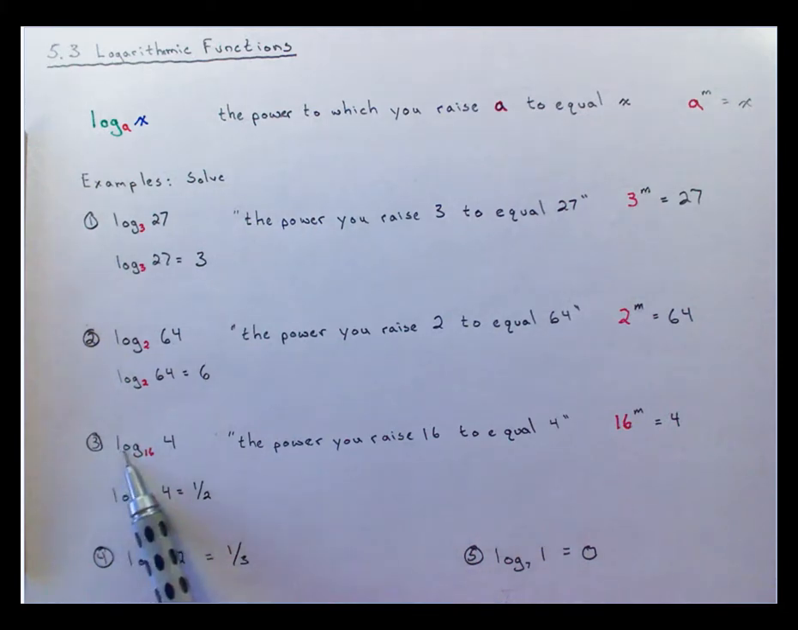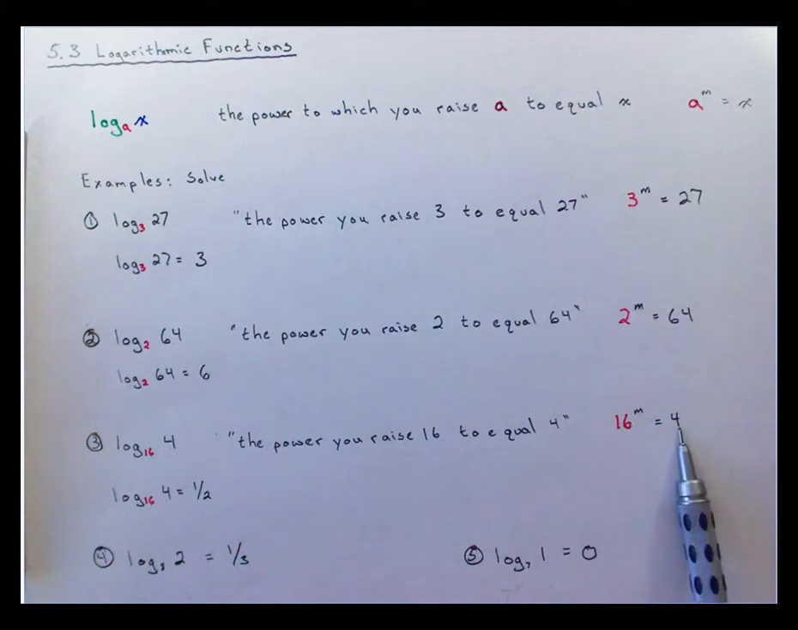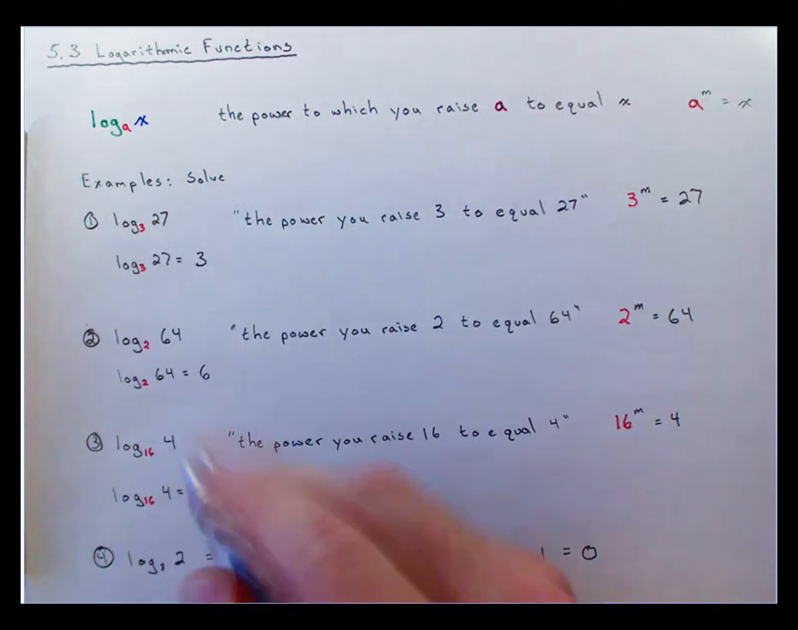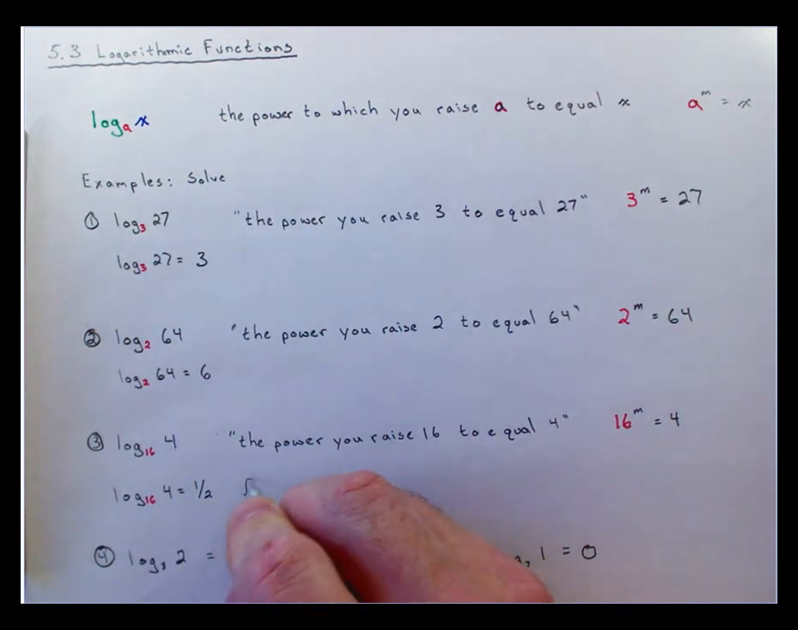Okay, now here's one that's a little backwards. I have log base 16 of 4. And what this says is the power you raise 16 to equal 4. So that is 16 to the nth power equals 4. So what power will I raise 16 to equal 4? Well, to the 1/2 power. Or I'll write it like this also. 1/2 power is the same as the square root of 16.